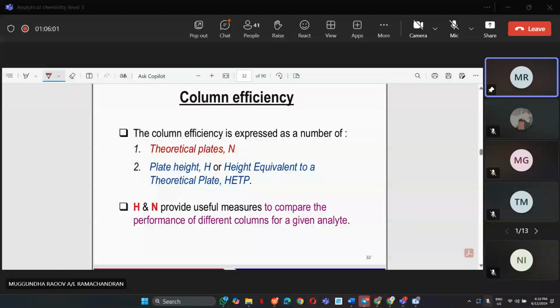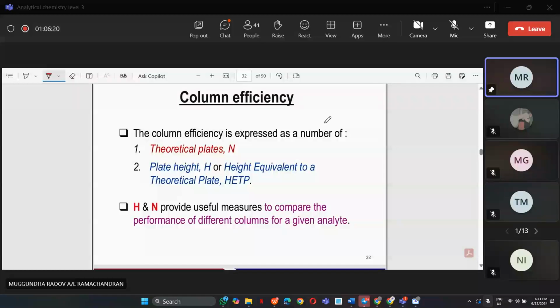There are so many columns, but the most common one here in our department is the C18 column. The C18 column is actually a non-polar column. It's a hydrophobic column, and it's easy for the separation. So we are using the C18 column.